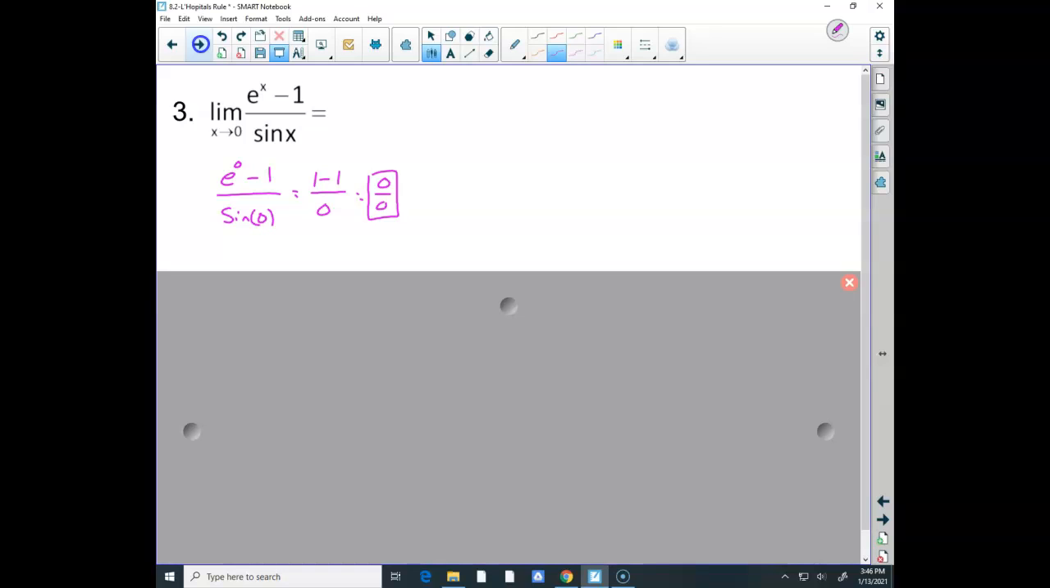Therefore, L'Hopital's rule will apply. Notice, you can't algebraically manipulate that thing. There's no way to factor it out. And if you don't have a calculator to graph the limit, what are you going to do? It's L'Hopital to the rescue. It's going to be the limit as x approaches 0.